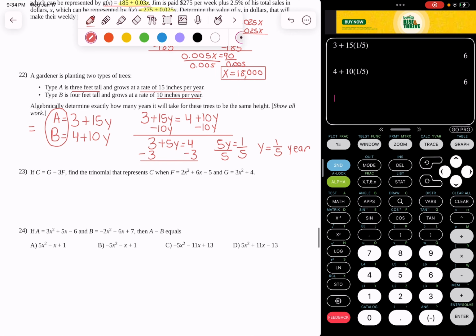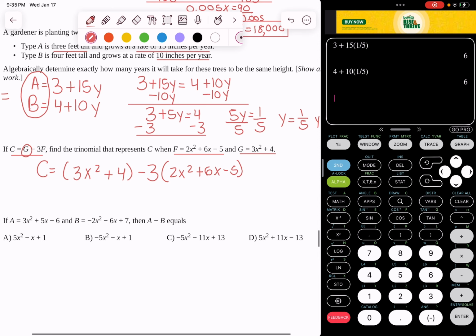All right, 23. If C equals G minus 3F, find a trinomial that represents C when F is this and G is this. So I'm going to write C equals G. My G, I'm going to put it in parentheses, is 3x squared plus 4, minus 3F. F, I'm going to write down 2x squared plus 6x minus 5. All right, let's do this. Leave the 3x squared plus 4 alone. Then negative 3 times 2x squared is negative 6x squared. Negative 3 times 6x is negative 18x. And negative 3 times negative 5 is 15.